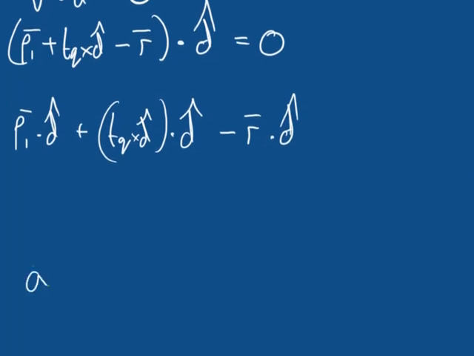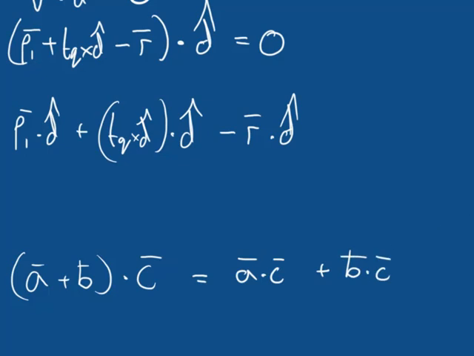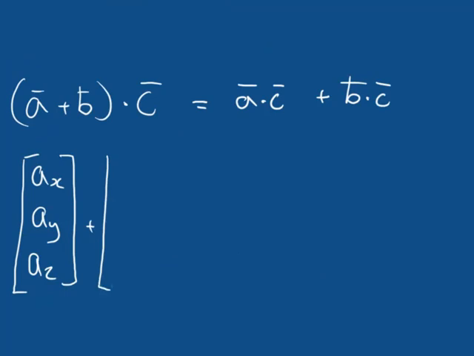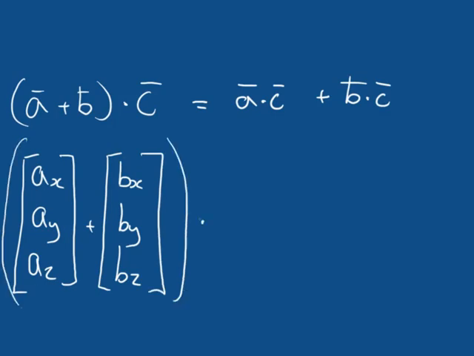So if I had a plus b dotted with c, since we didn't cover this when we looked at the dot product, I can write this as a dot c plus b dot c. Now why can I write this like this? Well, let's say that I was dealing here with a vector a that's equal to ax, ay, and az, plus a vector b that's equal to bx, by, and bz, and I'm dotting them with a vector c, which is equal to cx, cy, and cz.